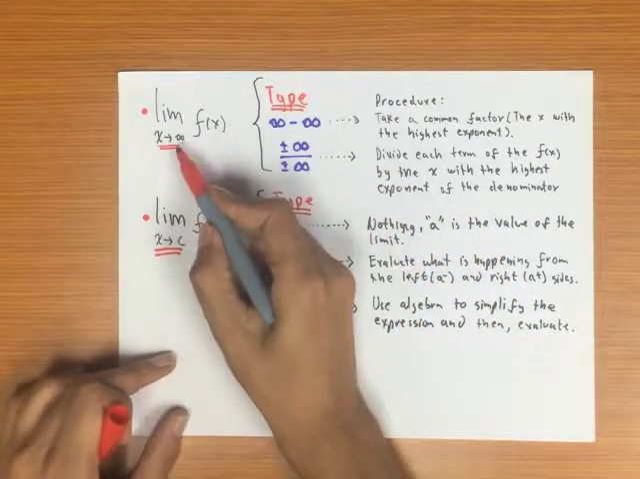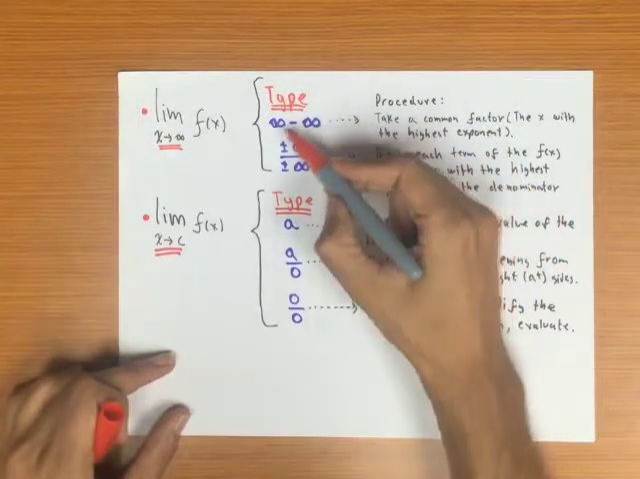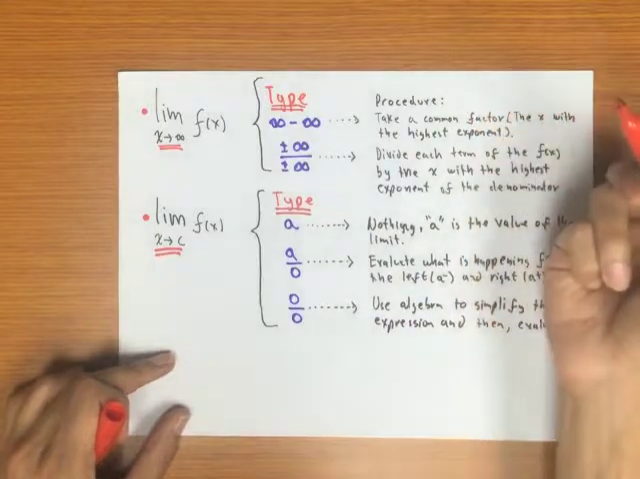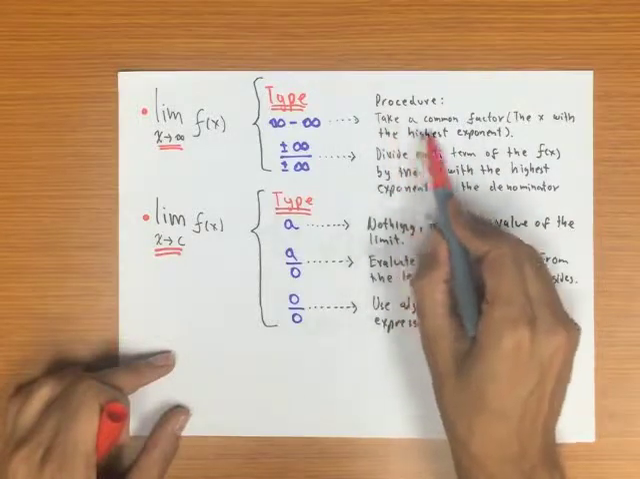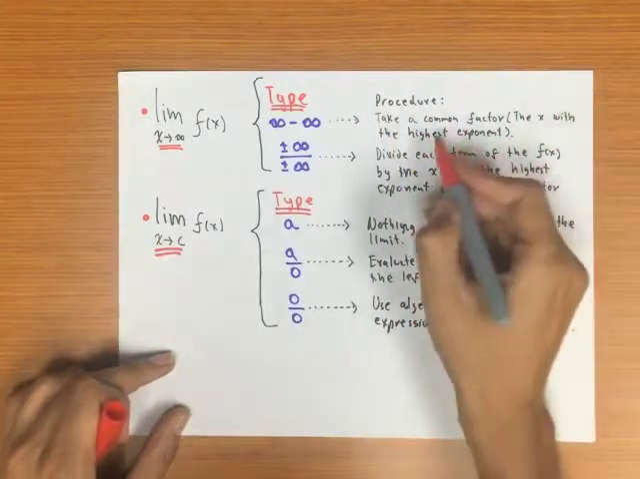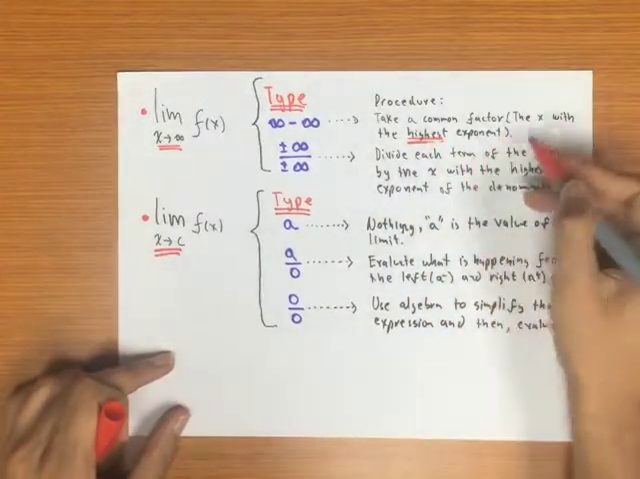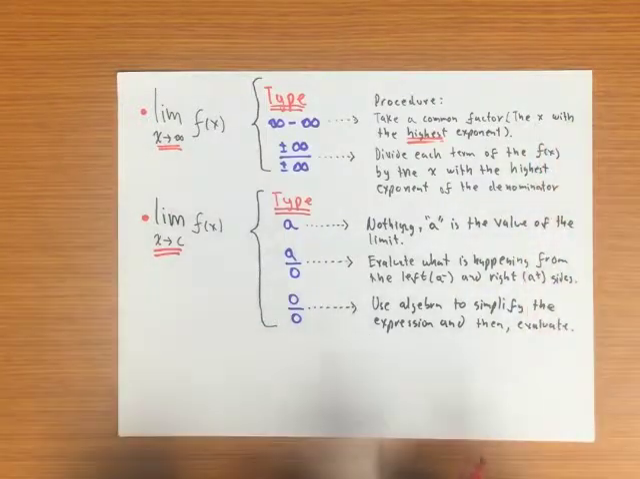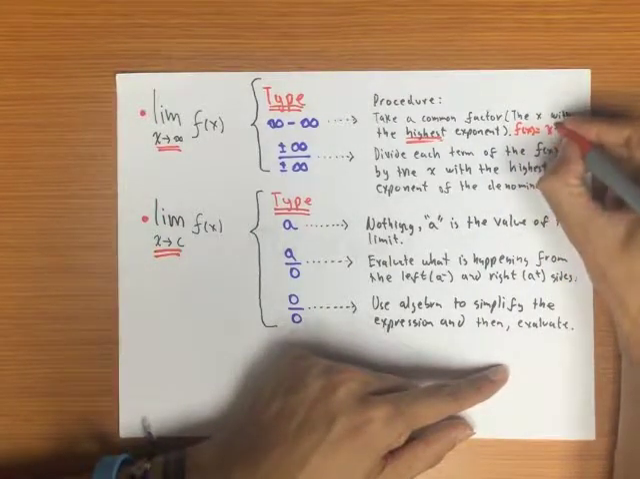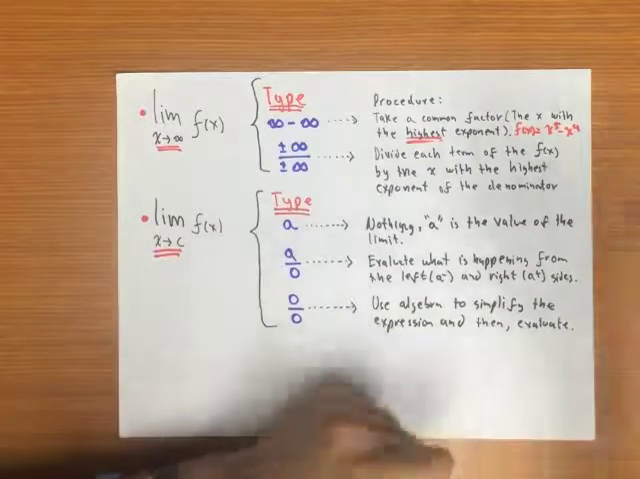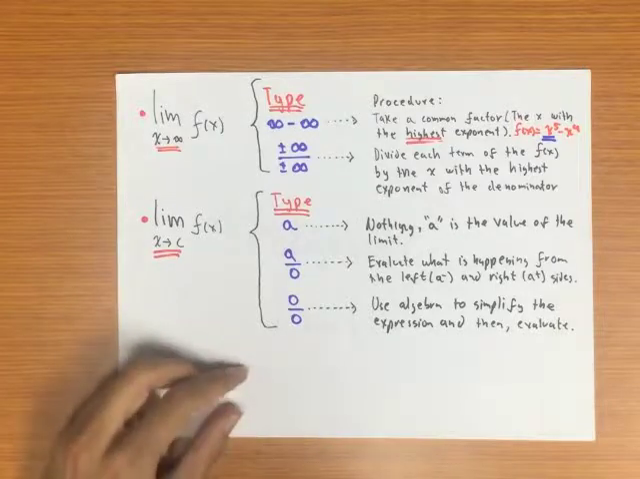When x is approaching infinity, then we can have two different types here. The first type is called infinity minus infinity, and the procedure to follow when you obtain the type infinity minus infinity will be the next one: take a common factor using the x with the highest exponent on the function. For example, if we have a polynomial function f of x equal to x^5 minus x^4, you will obtain the common factor using the x^5, because that is the highest exponent on the function.